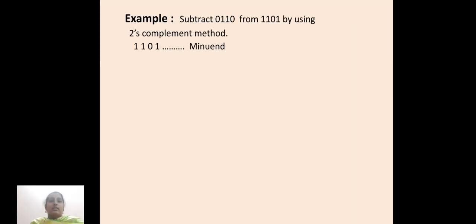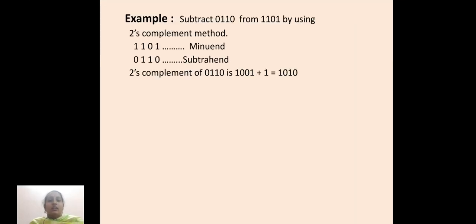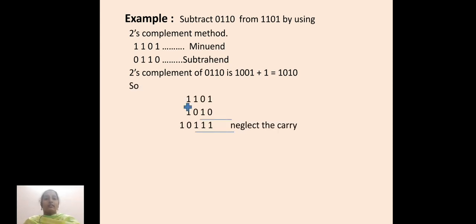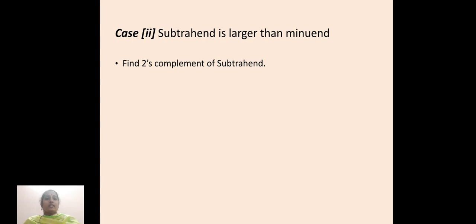So next, here is one example they follow. They take 1101 and subtract 1101. That means 0110 is the subtrahend here. So they take the 2's complement of 0110 and add it to the minuend, and finally they will get the result like I explained.